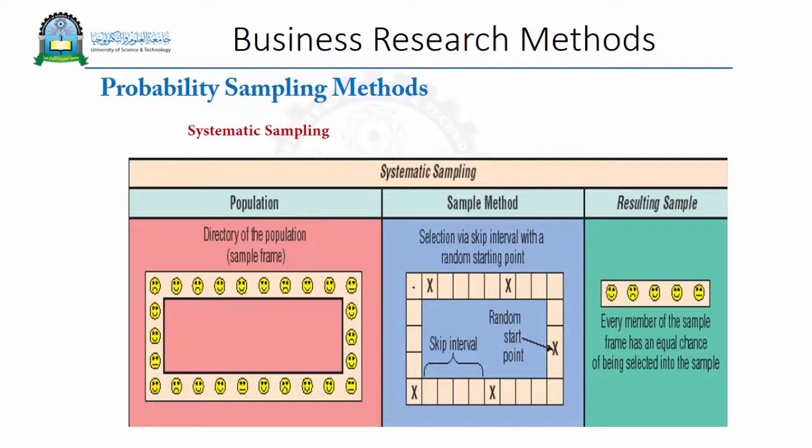So these are the intervals 1, 2, 3, 4, and then we choose here 1, then 1, 2, 3, 4, and then we choose here. So the interval is the same. So for each.